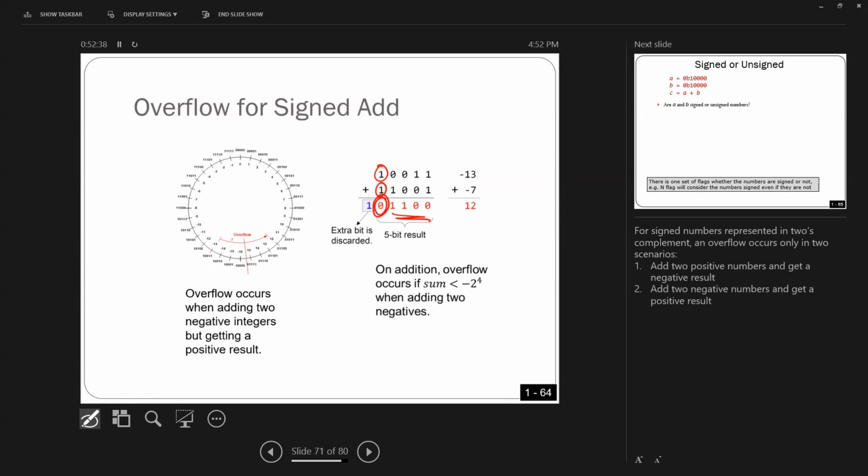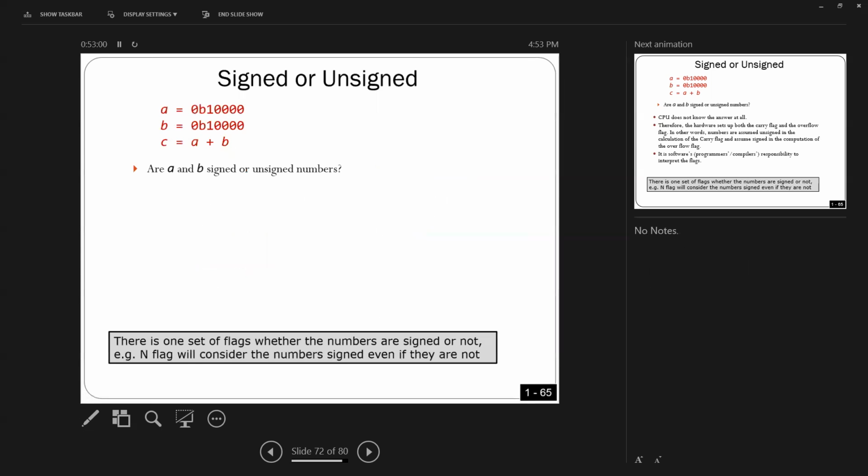So overflow happens because you started from here, guys. Every time you add a negative number, you move this way. If it's -1, I move; if -2, -3, it's moving this way. So I started from here, which is -13, and every time I move, I'm going to cross the limit here. Any questions?